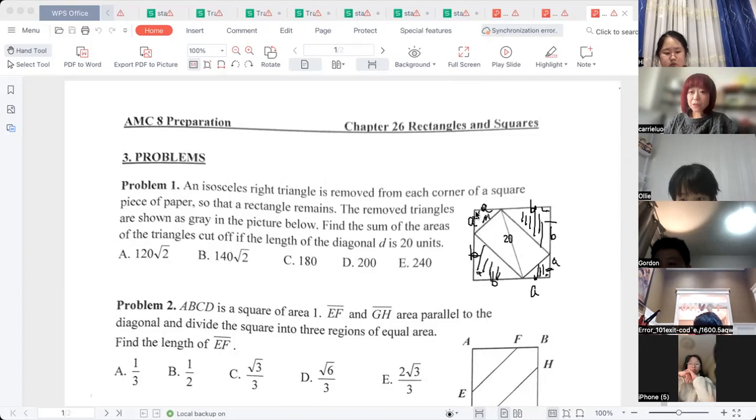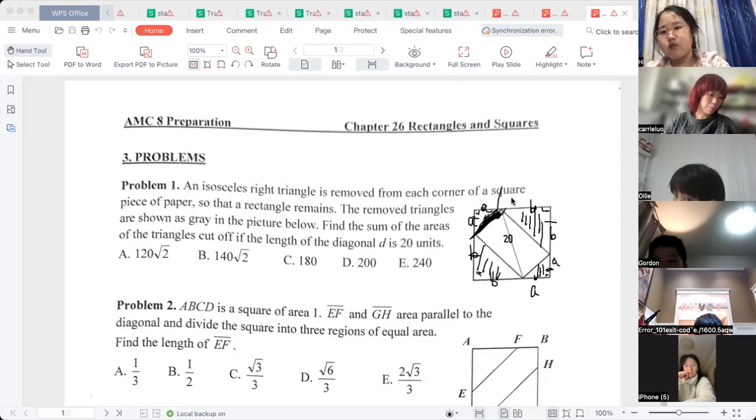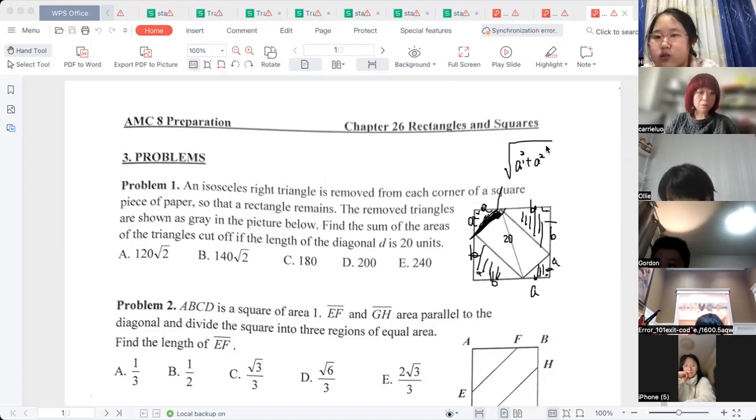Okay, so we can take a look at this one because it's a right isosceles triangle. Luciana, could you please tell me what is the measurement of this line? A squared plus b squared, very good. A squared plus a squared, and square root, correct?